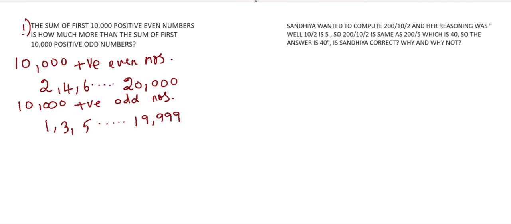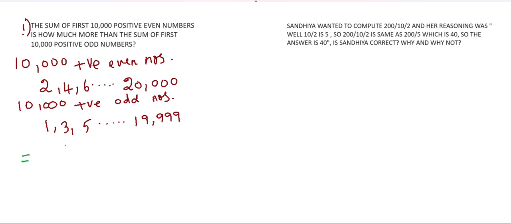Now in the question they are asking to find out how much more the sum of first positive even numbers is than the odd numbers. So in order to do that, obviously we are going to subtract the even and the odd numbers. But you have around 10,000 numbers, right? So it is very difficult for us to subtract each and every number. So obviously we will be going for grouping here. Let's see how to group.